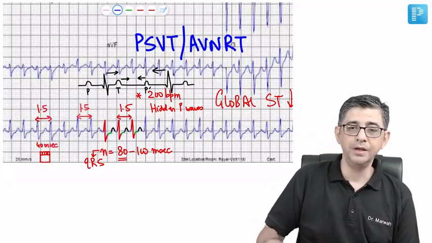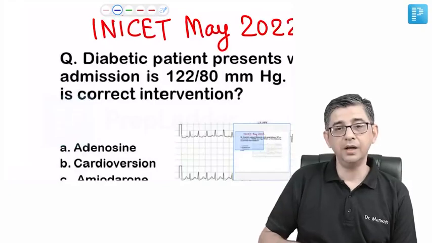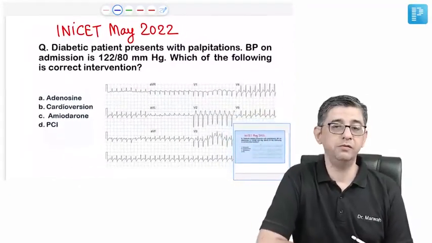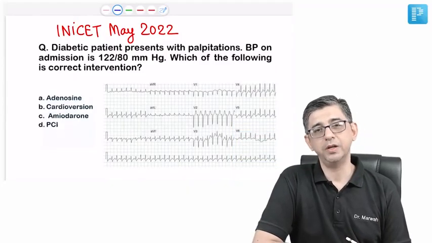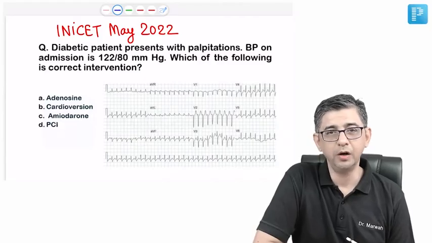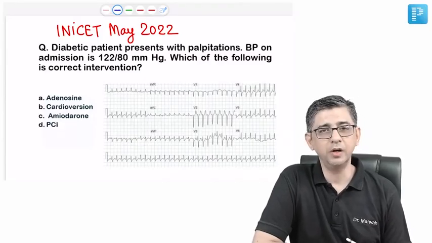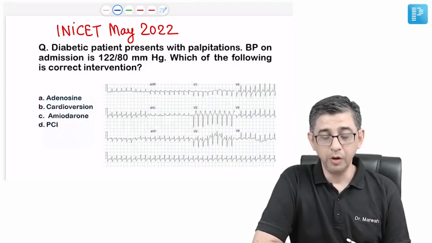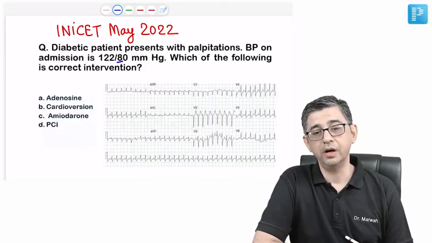PSVT is a very common ECG that is asked in the exam, and in fact even in the recently conducted INICET May 2022 there was a question which began like this. He said diabetic patient presents with palpitations. So the first thought process is, okay, diabetic could be having a diabetic neuropathy, so he might be having even palpitations occurring, or these palpitations could be maybe because of a cardiac event. BP on admission is 122/80, and he says which of the following is a correct intervention.